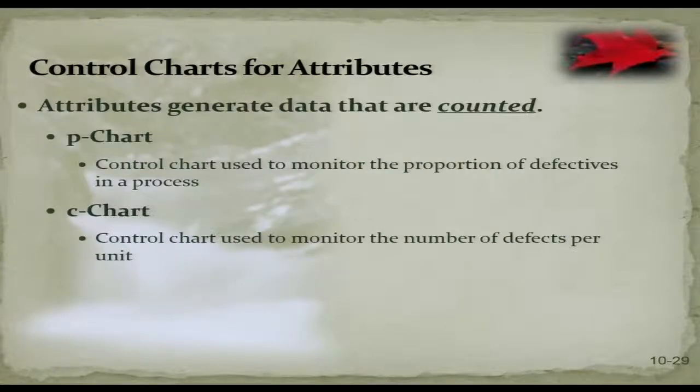So that's how we use these control charts. Okay, we have talked about control charts for variables, which means data that can be measured, like mean or ranges that can be measured by a number. Next, we'll talk about control charts for attributes, which generate data that can be counted. For example, the P chart, which is the percentage chart. Okay, it's not a number, it's a percentage. The control chart used to monitor the proportion of defectives in a process.